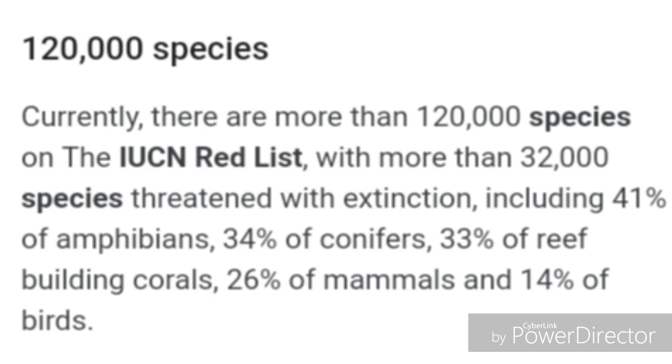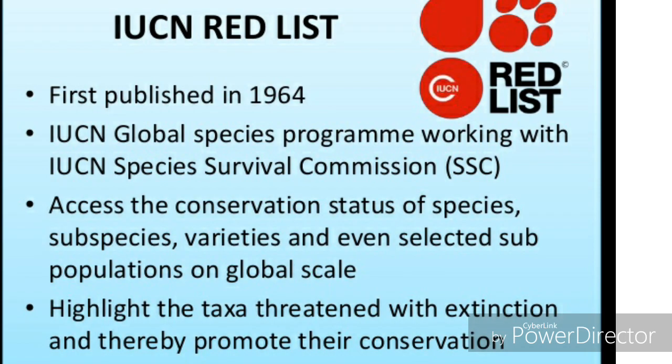Currently, there are more than 120,000 species on the IUCN Red List, with more than 32,000 species threatened with extinction, including 41% of amphibians, 34% of conifers, 33% of reef building corals, 26% of mammals, and 14% of birds. All these are there in the IUCN Red List. IUCN Red List was first published in the year 1964.